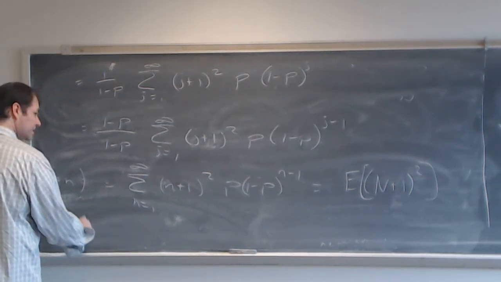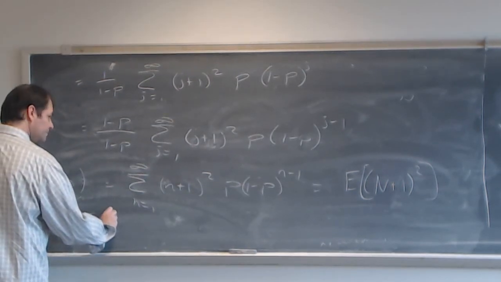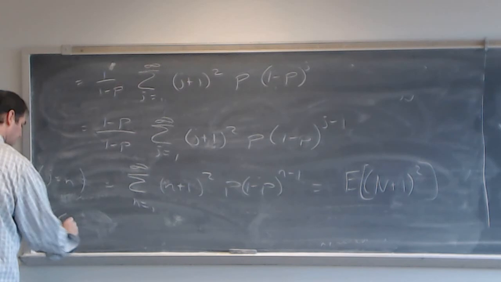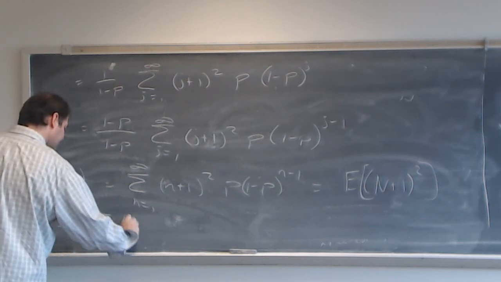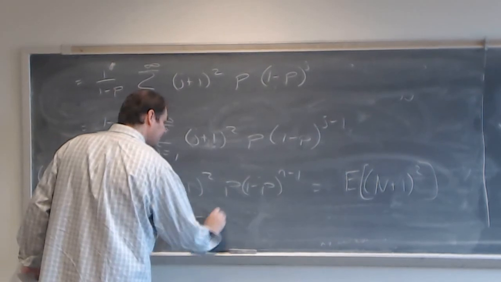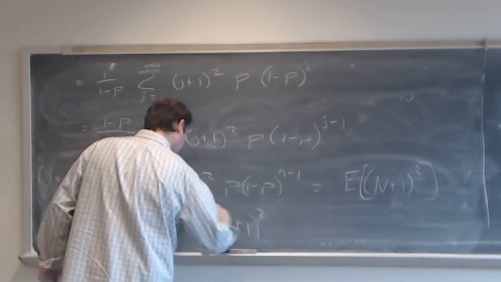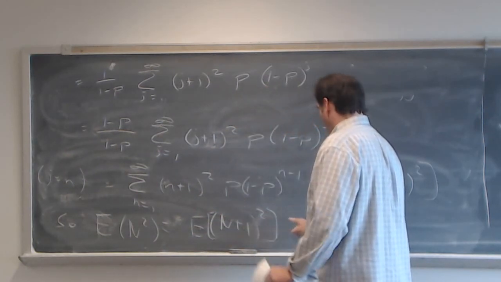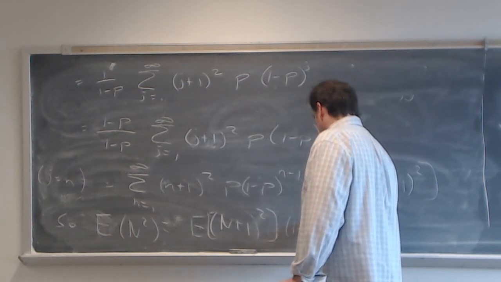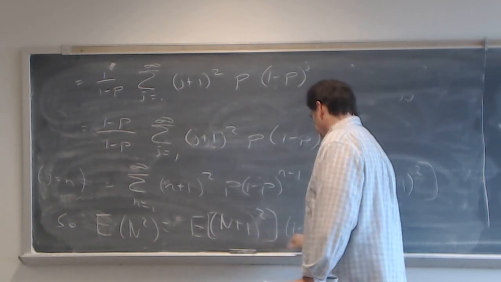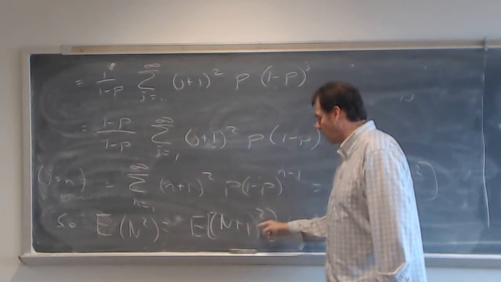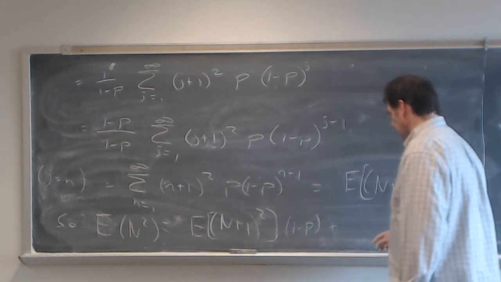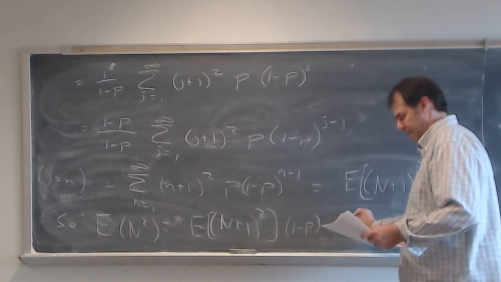Okay, so that's equal to the expected value of n. Well, we could use that algebra trick again. So let's go back to what we were finding. So this expected value of n squared is equal to the expected value of n plus 1 squared, that's what we found, and then that was times 1 minus p. So that was the expected value of n given y equals 0, times 1 minus p, plus it was 1 times p, so just p.